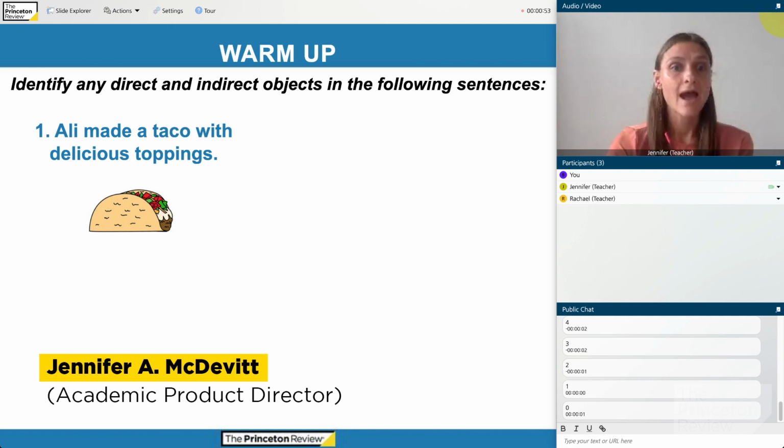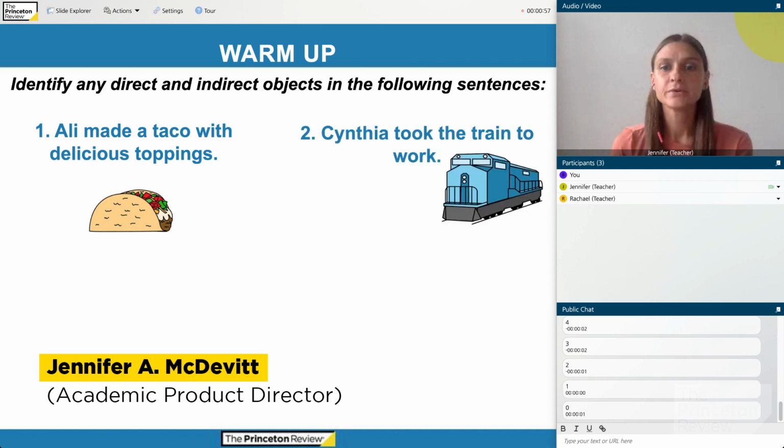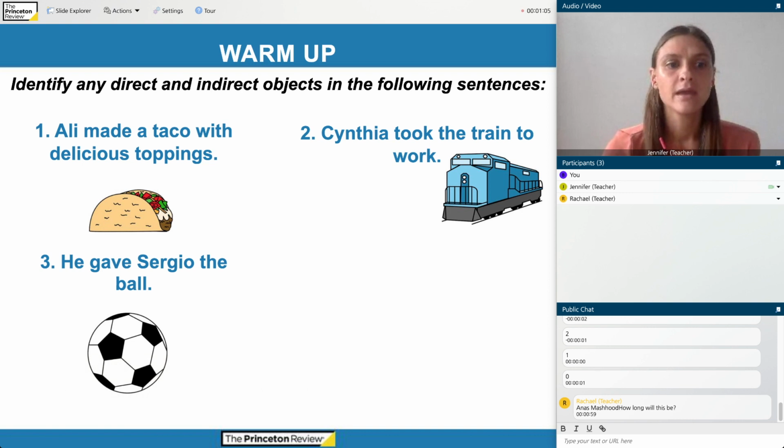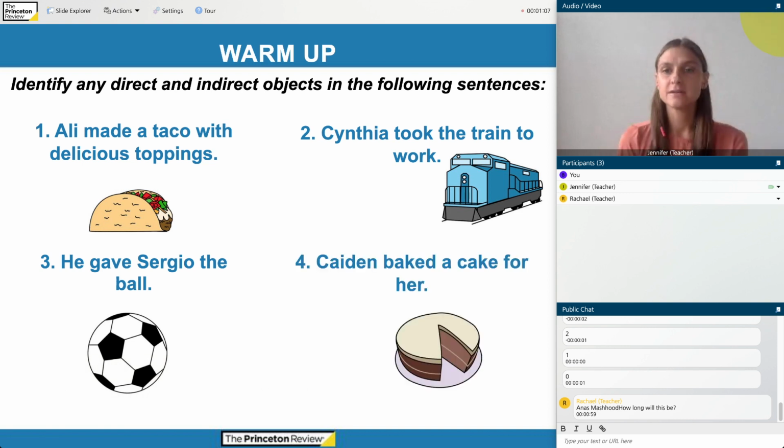So number 1 says, Ali made a taco with delicious toppings. Number 2, Cynthia took the train to work. Number 3, he gave Sergio the ball. And number 4, Kaden baked a cake for her. So I'll leave this up for just a moment longer, and you can go ahead and write your answers down.